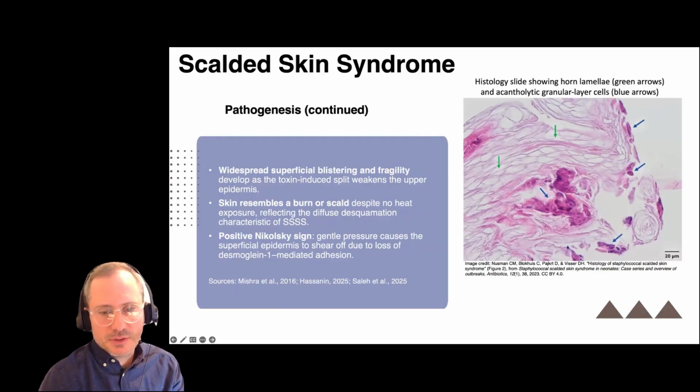A classic sign is also the Nikolsky sign, and this is when gentle pressure causes the skin to essentially just shear off. And you can kind of see this happening in the microscopic slide here. It shows the loss of cohesion between the skin cells.